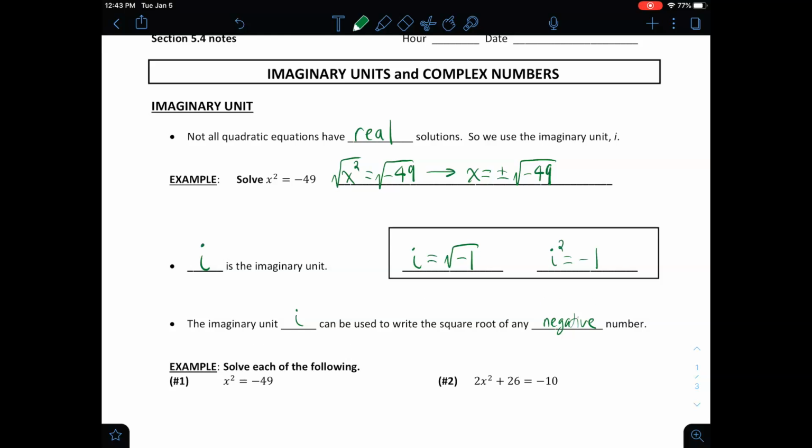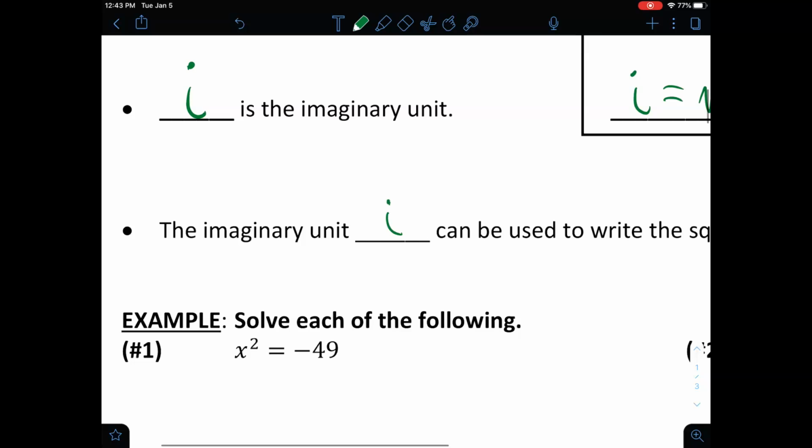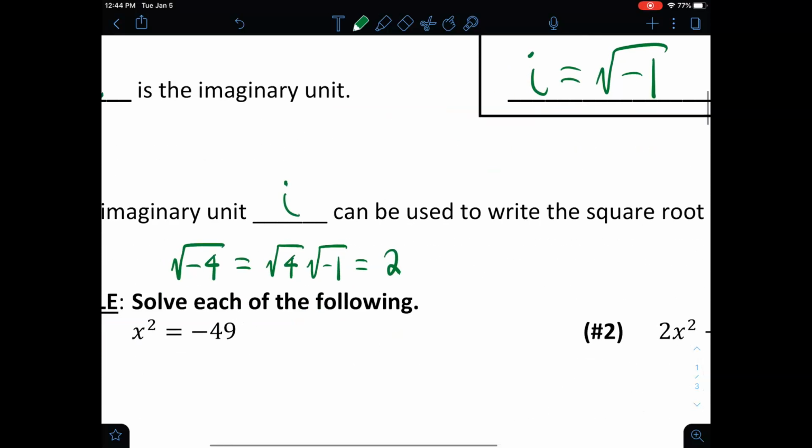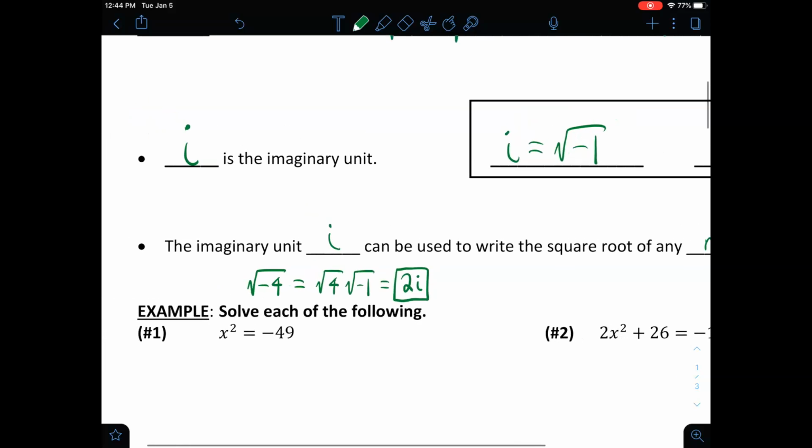The square root of any negative number. So let's get into that here. If I have, for example, the square root of negative 4, I can rewrite it as the square root of 4 times the square root of negative 1, because 4 times negative 1 is negative 4. That's totally fine. Now we can actually simplify this. What's the square root of 4? Well, that's 2. And what's the square root of negative 1? Well, that's our new definition, which is equal to i. So we get 2i. It's kind of a new idea, but we're introducing it this year.